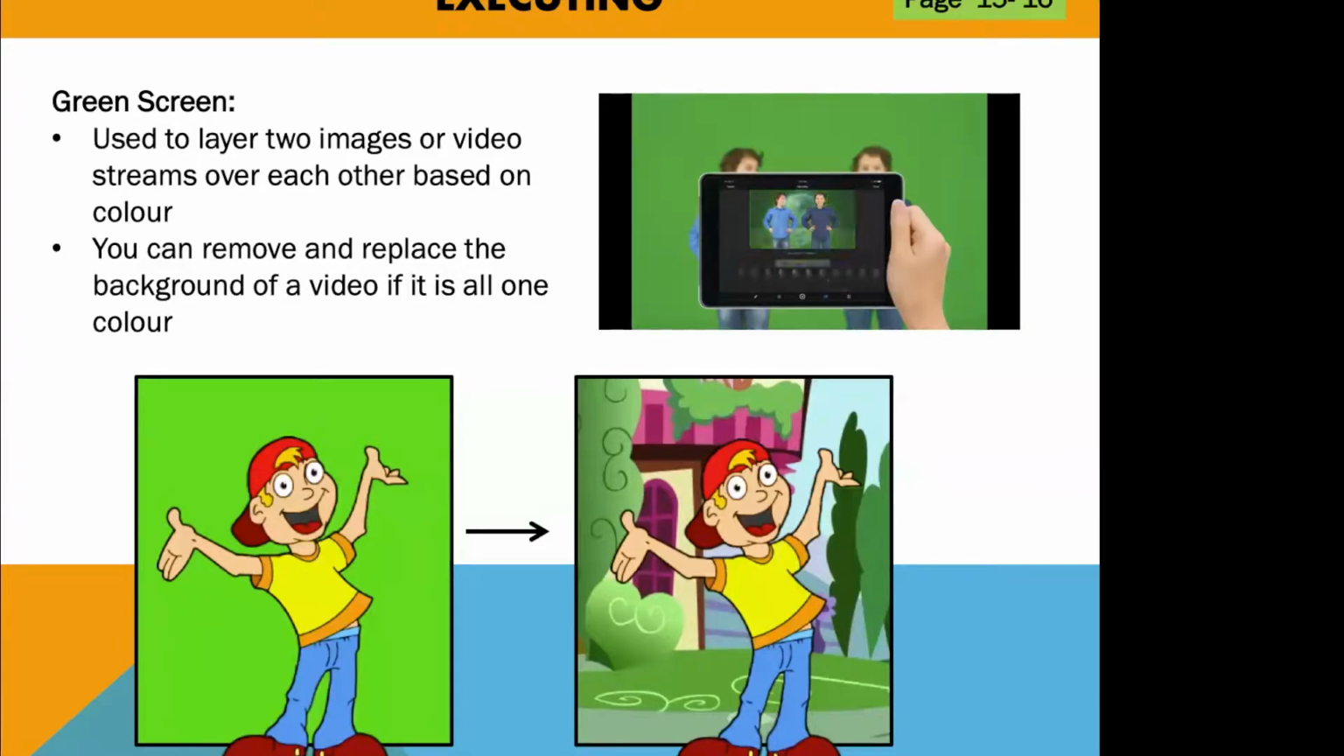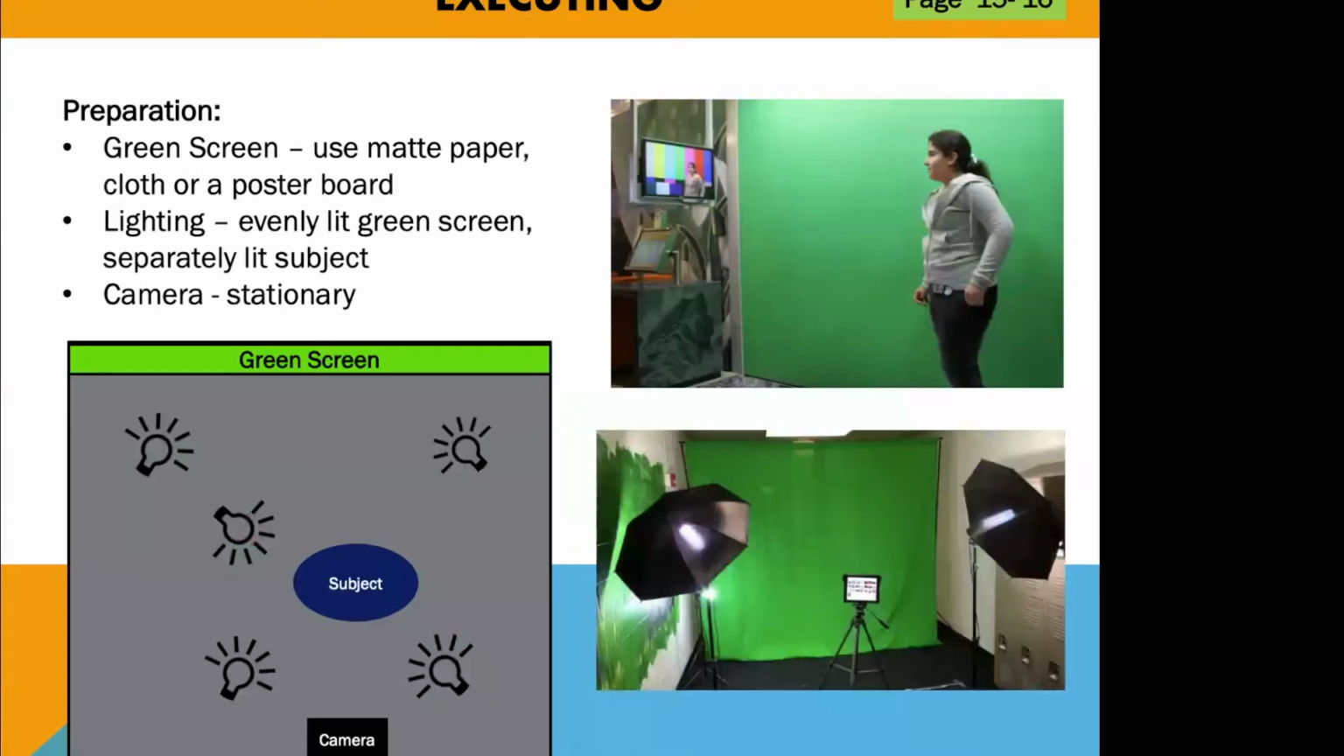So next slide. What you need to film on a green screen is the set, and the set includes a large green background, some lights, and a stationary camera. Now you can make the large green background yourself by sticking pieces of bright green matte paper on a wall, so not shiny, or get a large piece of bright green cloth and hang that on a wall, or you can also paint a poster board green.